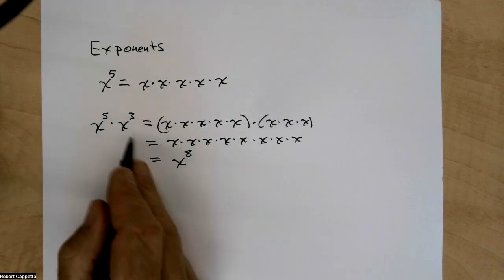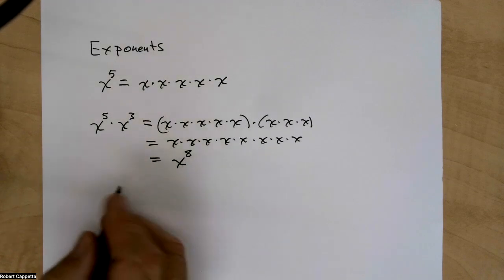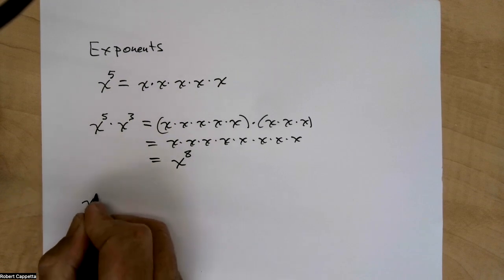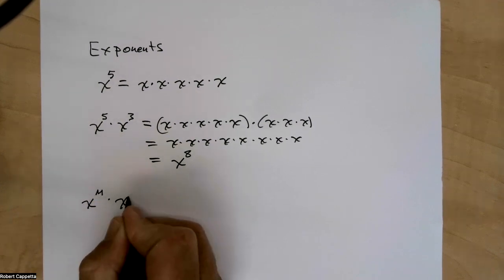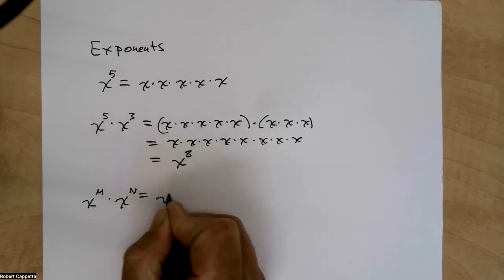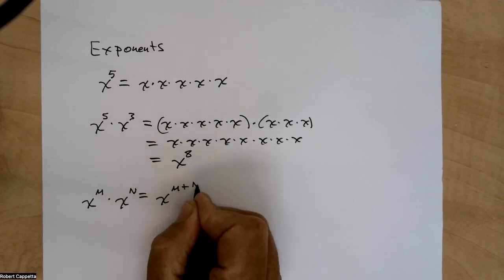What did I do to the 5 plus 3? I had to add them together. So if I have x to some power, x to the m, times x to the n, I'm just going to go ahead and go with x to the m plus n.